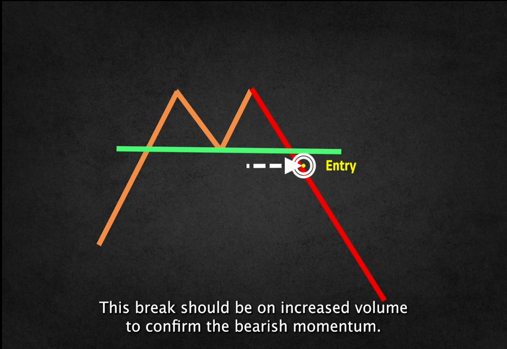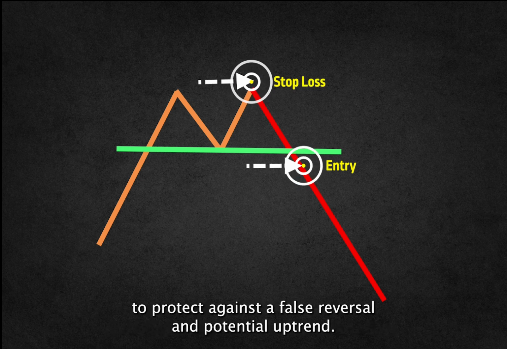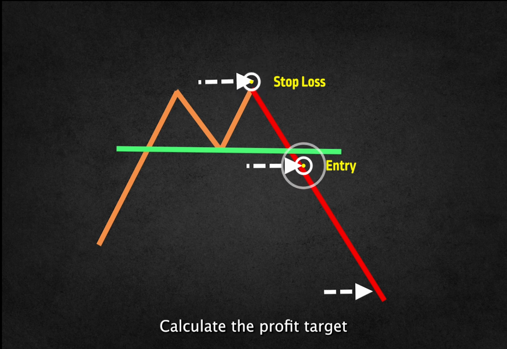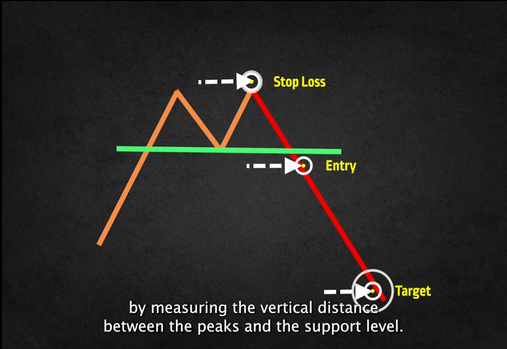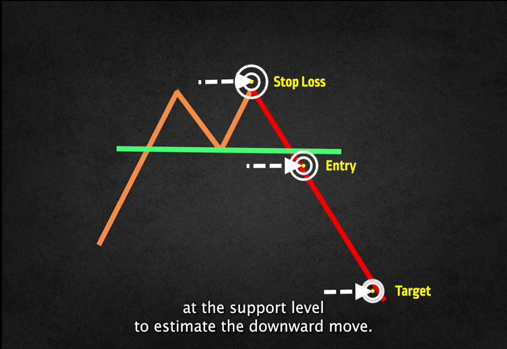This break should be on increased volume to confirm the bearish momentum. Stop loss. A stop loss should be placed just above the higher of the two peaks to protect against a false reversal and potential uptrend continuation. Profit target. Calculate the profit target by measuring the vertical distance between the peaks and the support level. Project this distance downward from the breakout point at the support level to estimate the downward move.